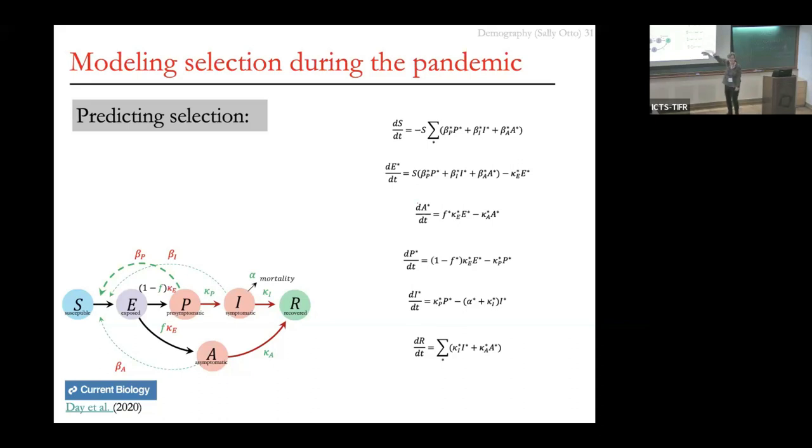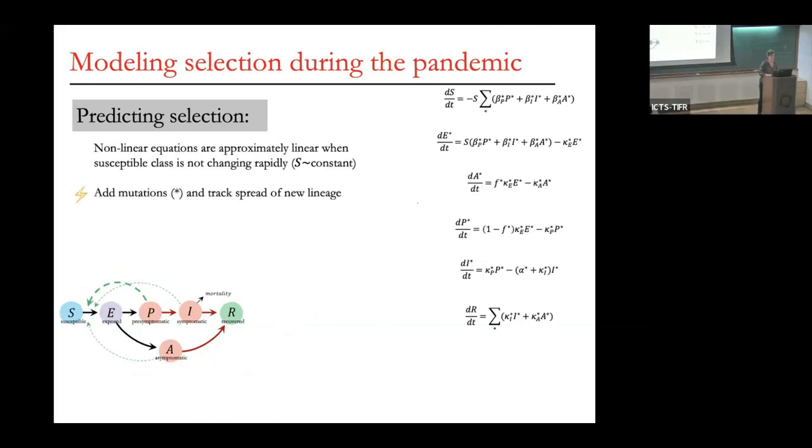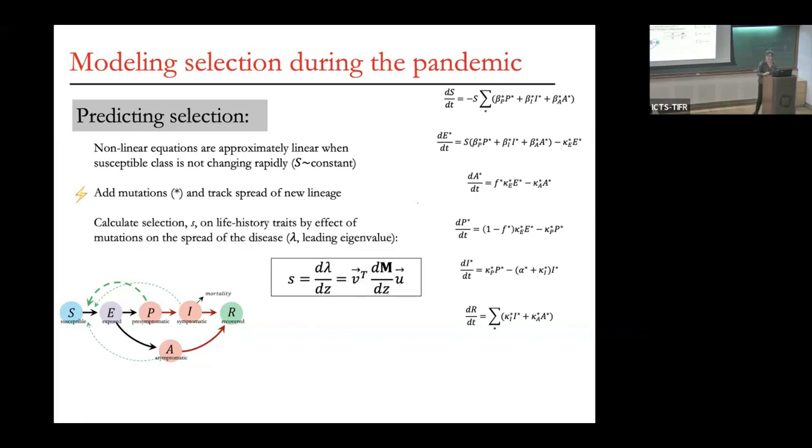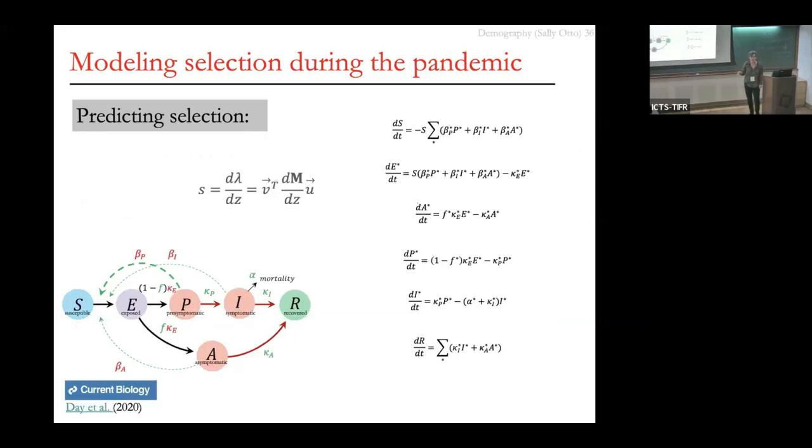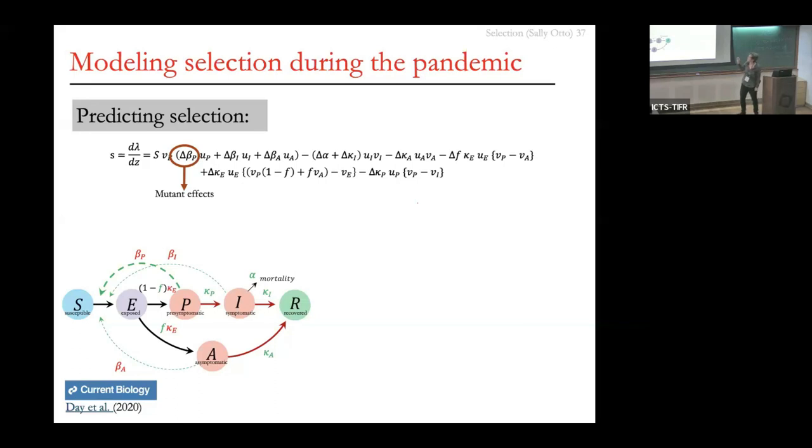Then I have a linear set of equations that I can write in matrix form and do the very same sort of acrobatics that I've just done. I can add mutations, and I can track the spread of those mutant lineages by doing the same thing that I was talking about before, taking the derivative, defining selection as how does a new lineage that affects all of these transition rates spread over time? Same techniques. And that is the black box that I was talking about uncovered. That is how we figured out how selection acts on each of these transition rates.